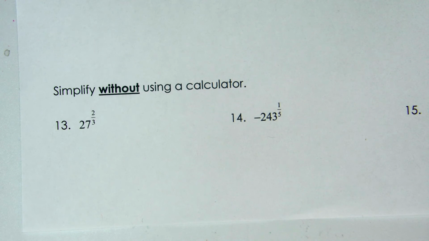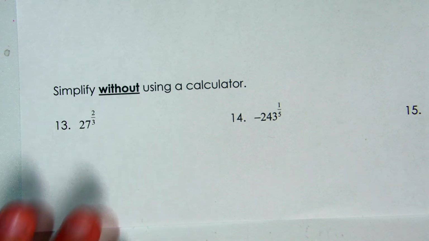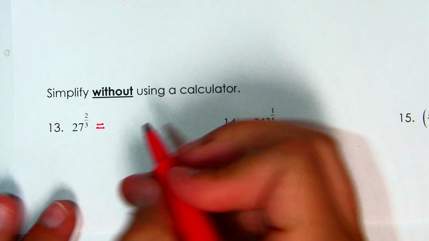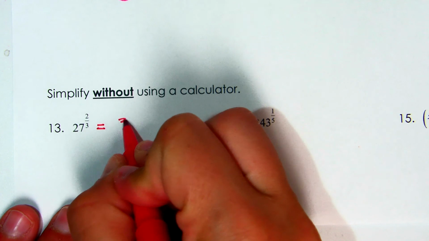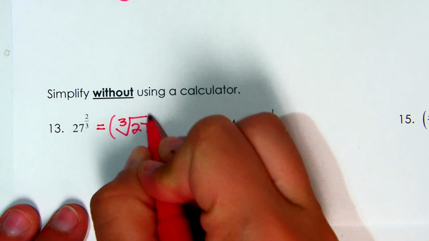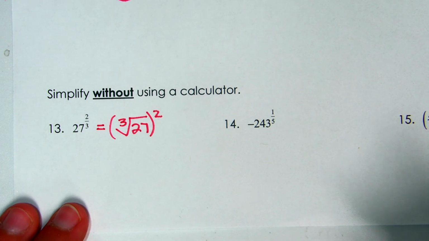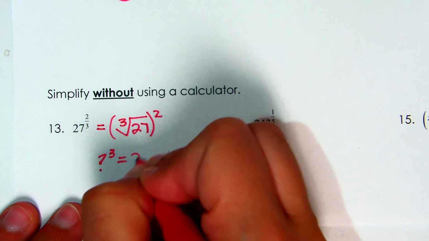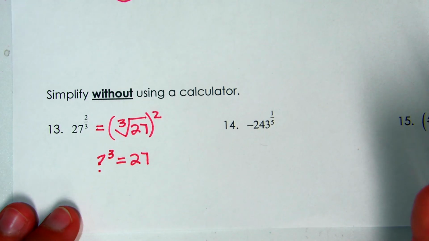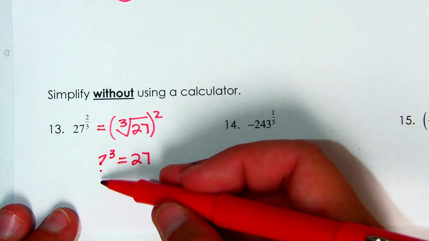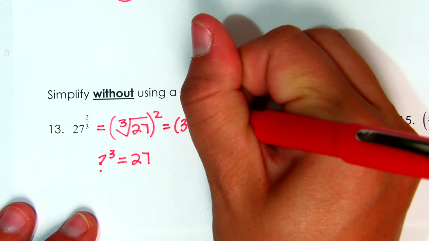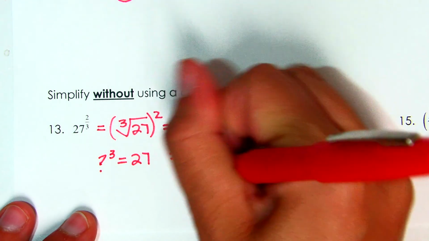13, 14, and 15 also asked me to simplify without using a calculator. I find it easiest to rewrite it first in radical form, like the square root. So the number on the bottom is my root, cube root of 27. Then I'm going to raise it to the 2nd power. So what to the 3rd power equals 27? Well, 2 times 2 is 4 times 2 is 8. That's not it. 3 times 3 is 9 times 3 is 27. Perfect. So that gives me 3 squared. 3 squared is 9.